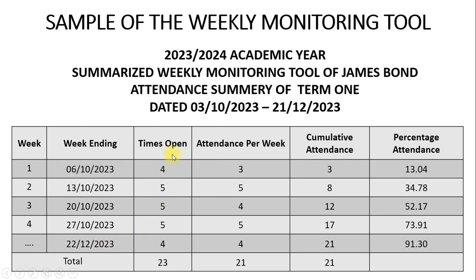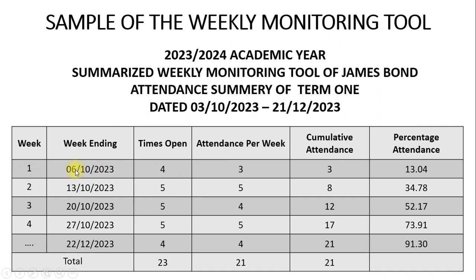Then times open: you count the times the school was open, excluding Saturdays, that is weekends, plus official holidays. That is times open. Then attendance per week is the number of days you attended that week.